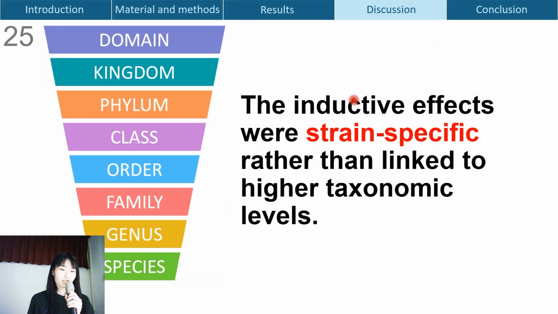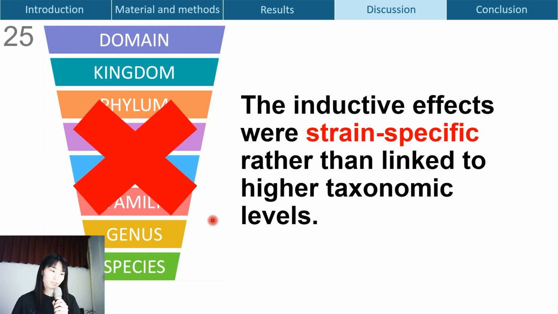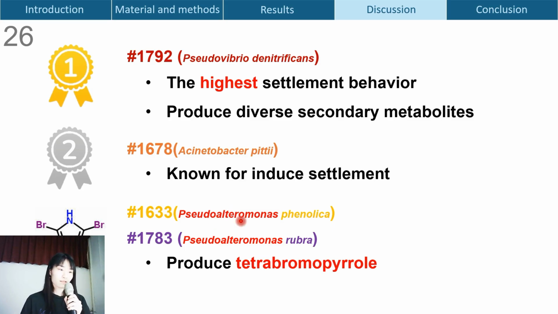So as the discussion, in our research, we know that the inductive effects were strain specific rather than linked to higher taxonomic levels, which means that even the same species and genus can have totally varied results. And for our successful cases, like 1792, we first found that it can induce settlement behavior this well in this research, and it can produce diverse secondary metabolites, so that may be the reason.